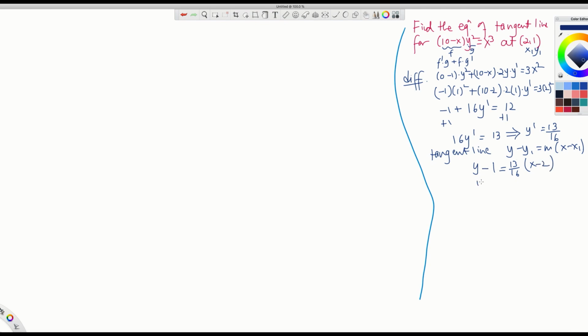What do you get? You add 1 on both sides after we simplify. So y equals 13 over 16 x minus 26 over 16. I'm just distributing this, and then plus 1, so 1 will be basically 16 over 16. If you use a calculator or just simplify, you will get y equals 13 over 16 x minus 10 over 16. This is the equation of the tangent line. That's what you will get.